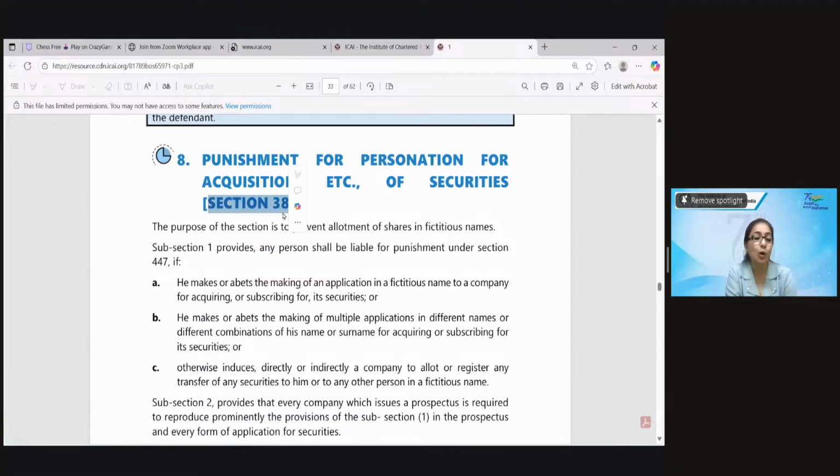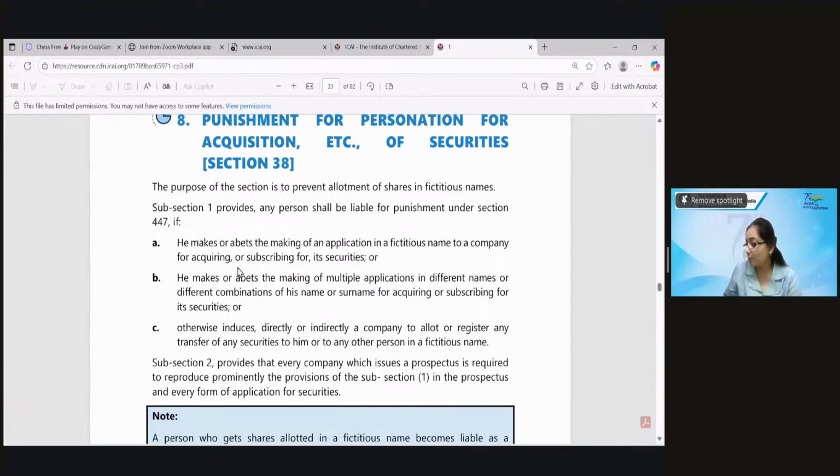सेक्शन 38 बहुत इंटरेस्टिंग. सेक्शन 38 क्या कहता है? पनिशमेंट फॉर पर्सनेशन. पर्सनेशन का मीनिंग कौन बताएगा मुझे? Raise your hands and tell me what do you understand by the word personation.